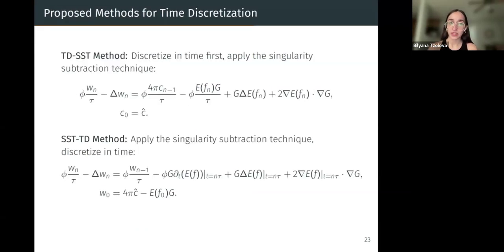Since we're applying the singularity subtraction technique, there are two methods that we could take here. We could either first discretize in time and then apply our singularity subtraction technique, or we could apply our singularity subtraction technique and then discretize in time. This will give us slightly different equations for our correction term. Most notably, we're going to have a different time derivative. So our initial concentration is going to be different from what we use in the two different methods.